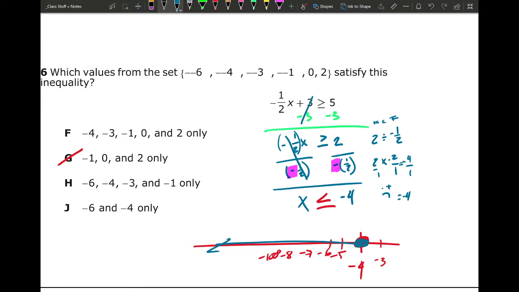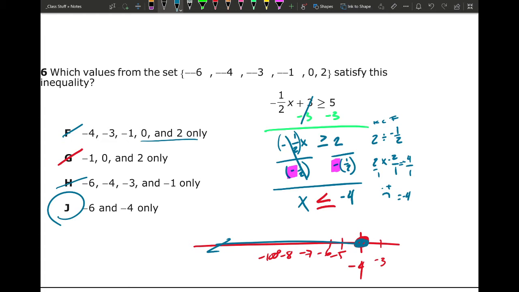So let's look at this one. Look, you have some positives right there. No, it cannot be that, right? Can it be negative 3? No, because it's before the negative 4, so not that. So it's going to be J only.